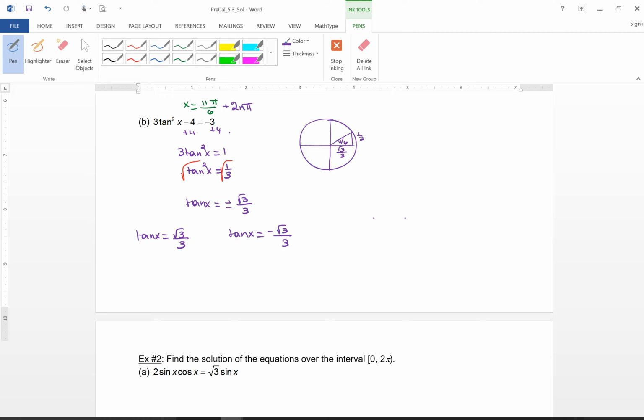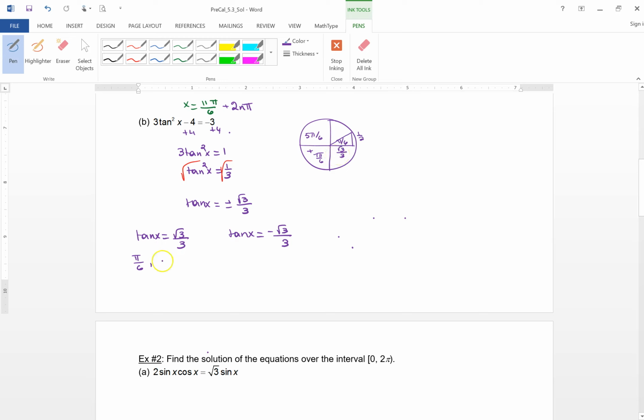All right, so now tangent is equal to root 3 over 3 at the pi over 6. Now, which other quadrant is tangent positive? In quadrant 3 here. What's the pi over 6 in that quadrant? It's pi over 6, 5 pi over 6, 7 pi over 6, and 11 pi over 6. So in that quadrant, it's 7 pi over 6.